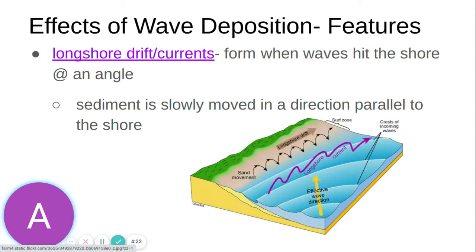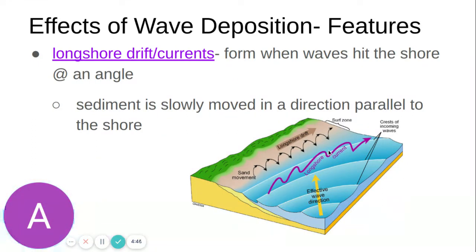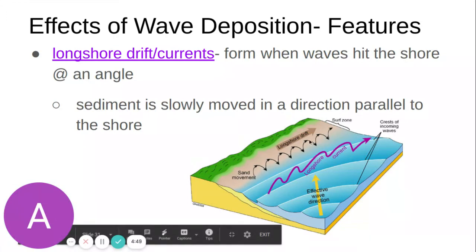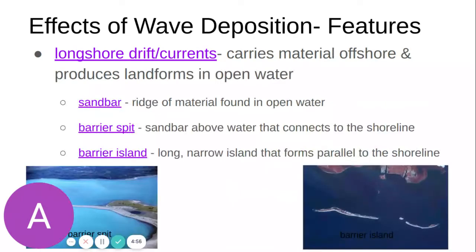Now, there's one thing that we like to talk about here, and this is longshore drift currents. This forms when waves hit the shoreline at an angle, and sediment is slowly moved in the direction parallel to the shoreline. So this is an example of longshore drift. The waves are coming in at an angle, and what's happening is you've got deposition and erosion, deposition and erosion, deposition and erosion. And sand is moving down the beach parallel to the shoreline.